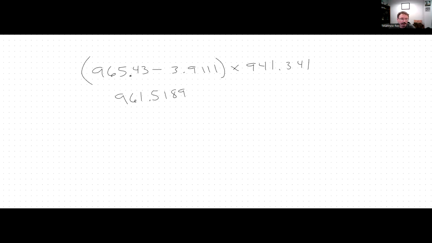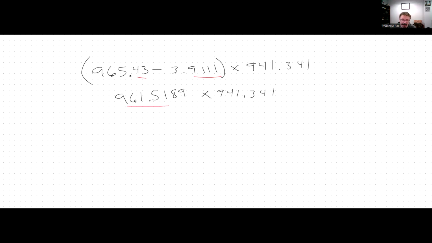Technically, we're going to use the rule here for addition and subtraction, which is the least number of digits after the decimal. This has 2, this has 4, so my final answer is going to stop 2 digits after the decimal. So in reality, the 961 and the 51 are significant, but no other digits are significant. So this has 5 significant figures to it. I do not want to round yet because the problem is not done. So I'm going to keep the entire value.